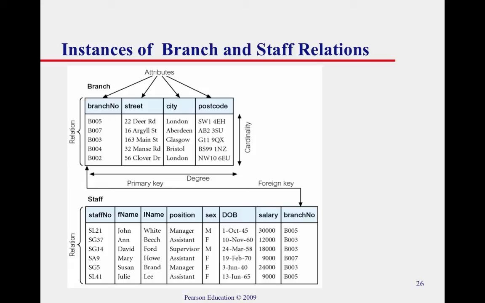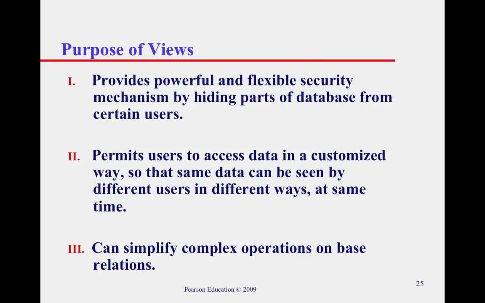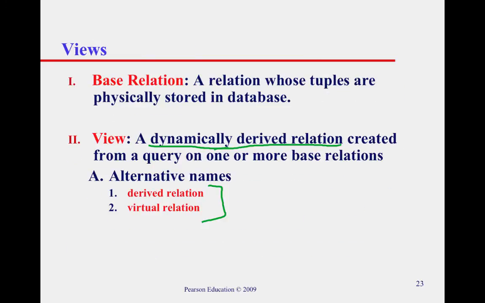At any rate, that query I just gave you, or that view, which is list all staff at 163 Main Street who make between 50 and 100,000, that view is derived from two different base relations, the branch and the staff.